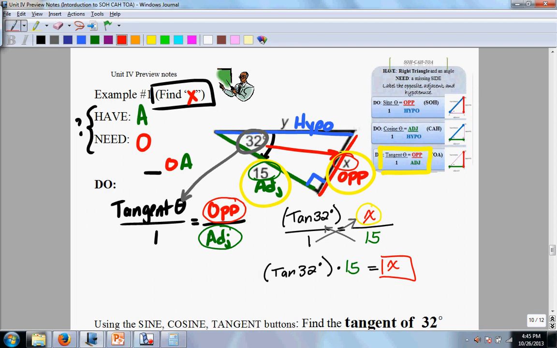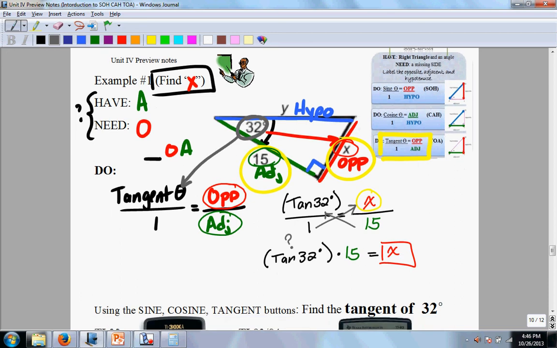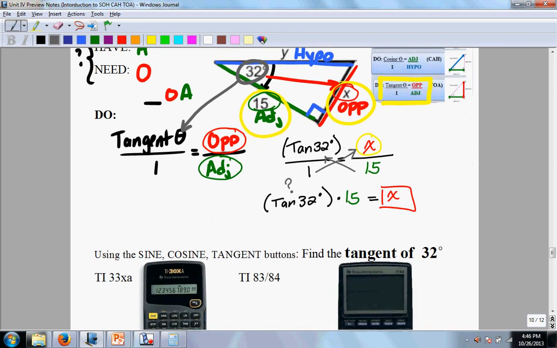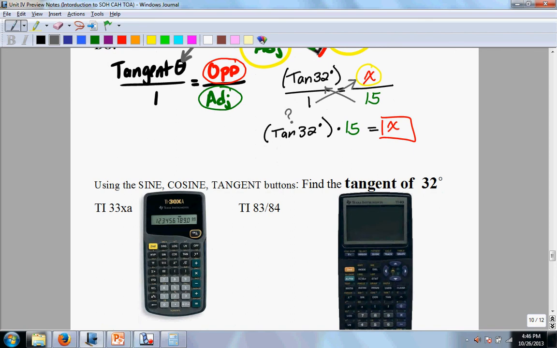Now the question is, how do you find the tangent ratio of 32 when you don't have any sides to work with? What's really amazing is your calculator has stored literally thousands and thousands of ratios based on several hundred years worth of experimentation inside that lovely little calculator of yours. I'm going to show you how to access those ratios. So we want to find the tangent ratio of angle 32. Now get out your calculator.